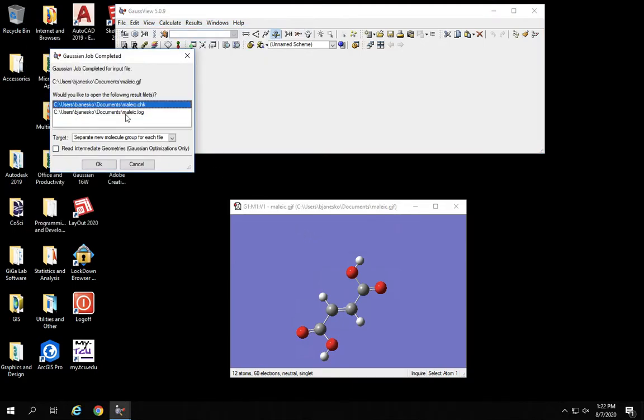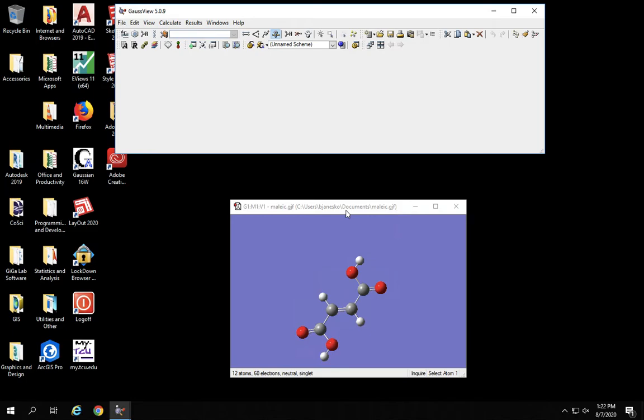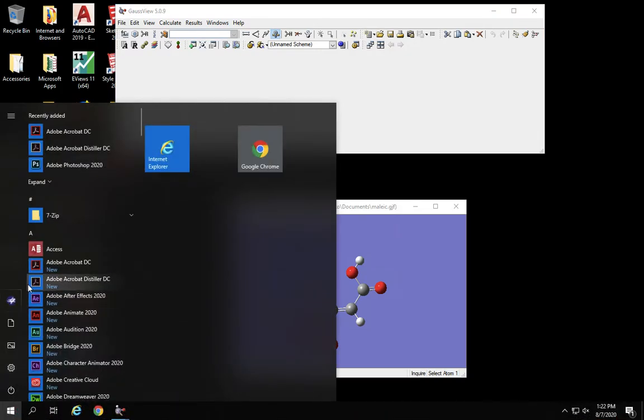We're going to open the log file. Right away we have a problem. Now I'm going to talk to you about how to fix that problem. So we're going to go to the File Explorer.